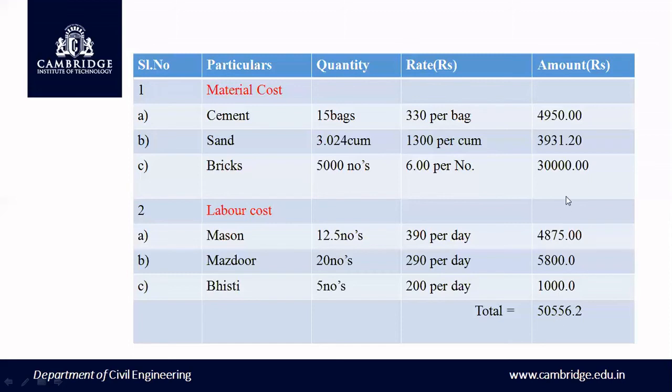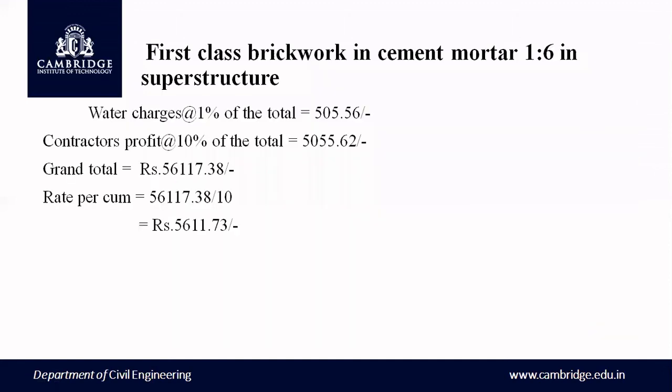At the end, we have to add these amounts, that is material cost and labor cost. By adding these values, we'll get 50,556.2 rupees. Next step, for the total amount, we have to add 1% water charges and establishment. 1% of the total amount is 505.56.